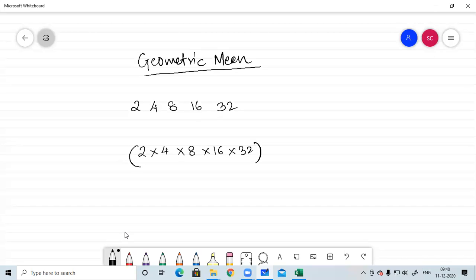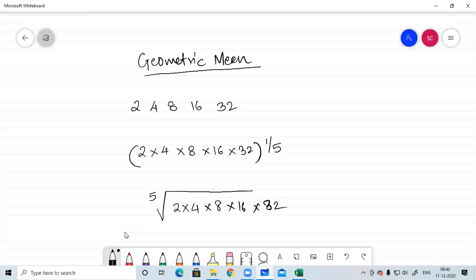These are how many numbers? 1, 2, 3, 4, and 5. So you'll have to do raised to the power of 1 by 5. Now you can either leave the answer here in the exam, or it also says the fifth root of 2 into 4 into 8 into 16 into 32. So you'll have to leave your answer here.